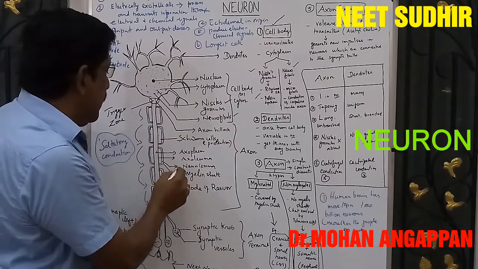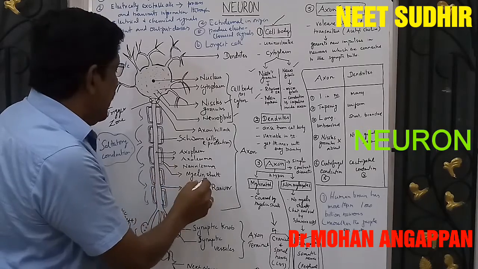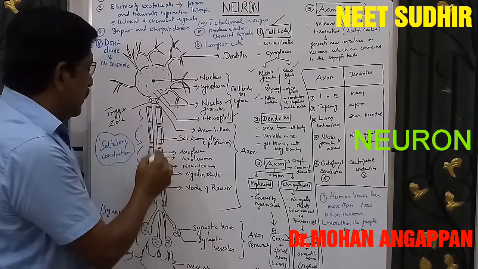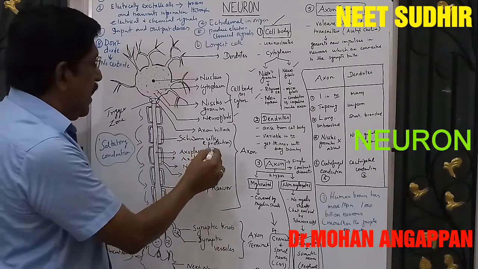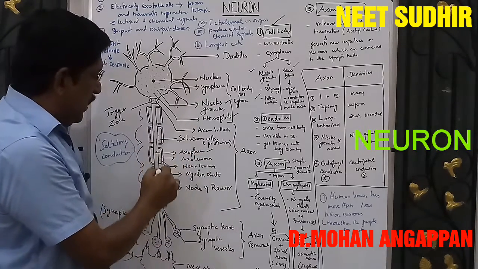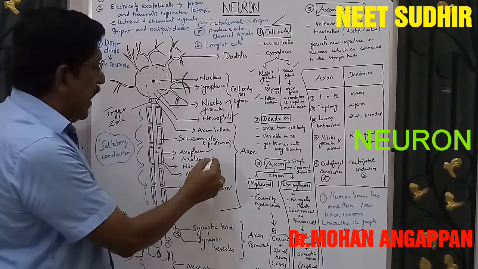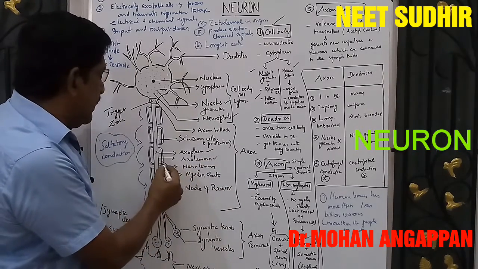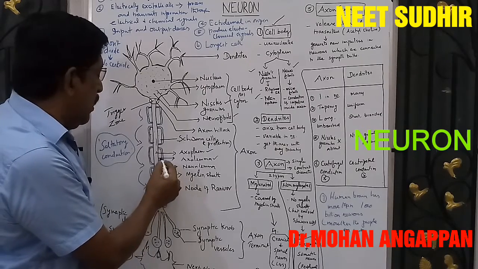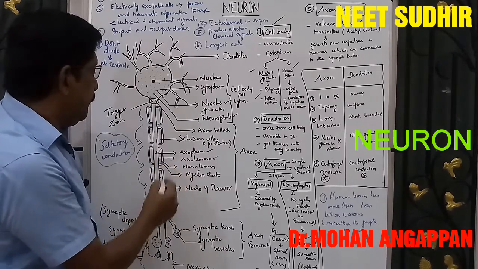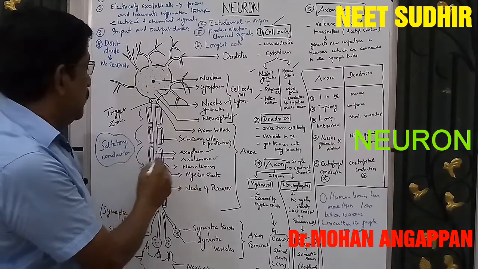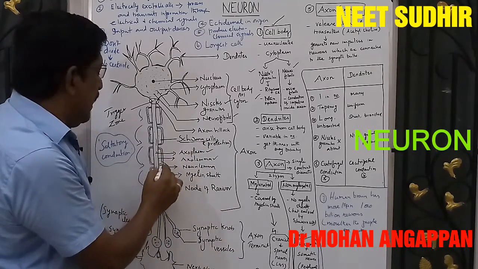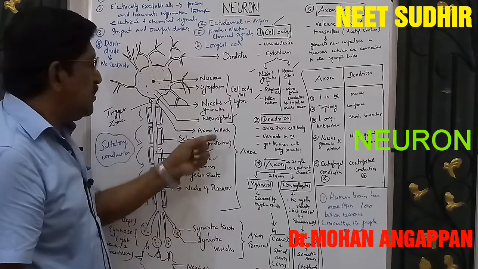axolemma, next to that the neurilemma, and next to that the myelin sheath. You can see this portion is the axoplasm. The cytoplasm of the axon is called the axoplasm, and the outer lining of the axon is the axolemma. Next to that axolemma is another layer called the neurilemma, covering the Schwann cells, outside of which you have the myelin sheath produced by the Schwann cells.